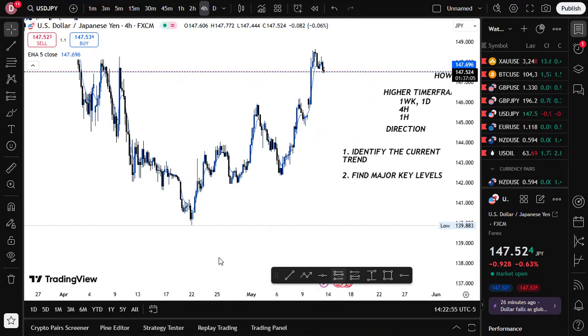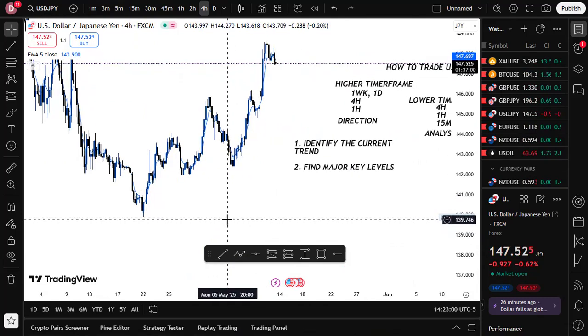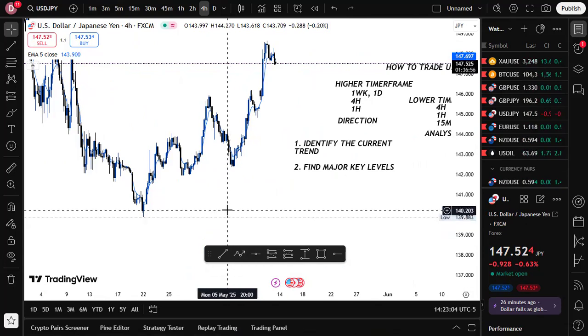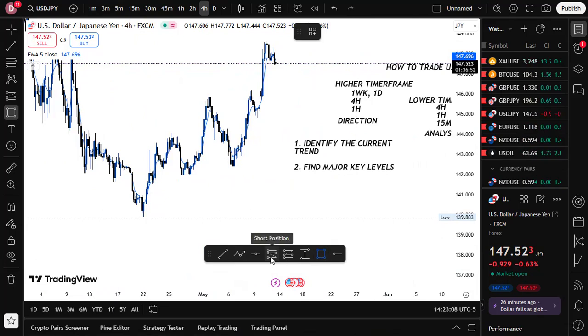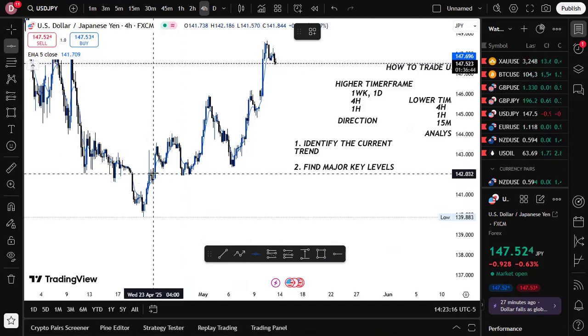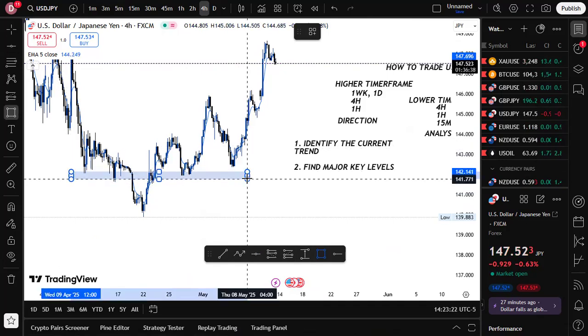Now I'm going to be marking my key levels. I'm going to look for my support and resistance levels, where I believe price can possibly reverse from. You can use either your rectangle tool or your horizontal line. It just depends on how good you are with it. But if it was me, I'd just use my horizontal tool because I'm used to it. But for this video, I'm going to do something like this.